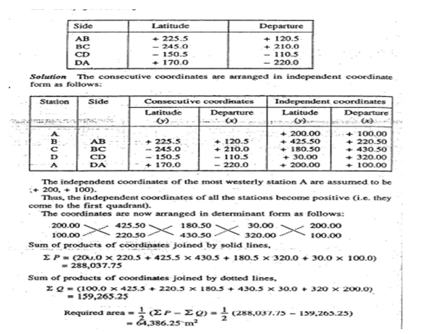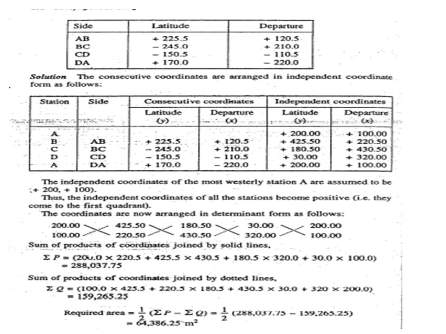Then we have to do the calculation, that is the sum of the products of coordinates joined by solid lines. So for the continuous or solid lines, we have to make addition. So summation P equals the sum of all products of coordinates joined by solid lines. That is 200 multiplied by 220.5 is one product. Similarly 425.5 multiplied by 430.5 is another product. Similarly 180.5 multiplied by 320, and 313 multiplied by 100. So the total is summation P.